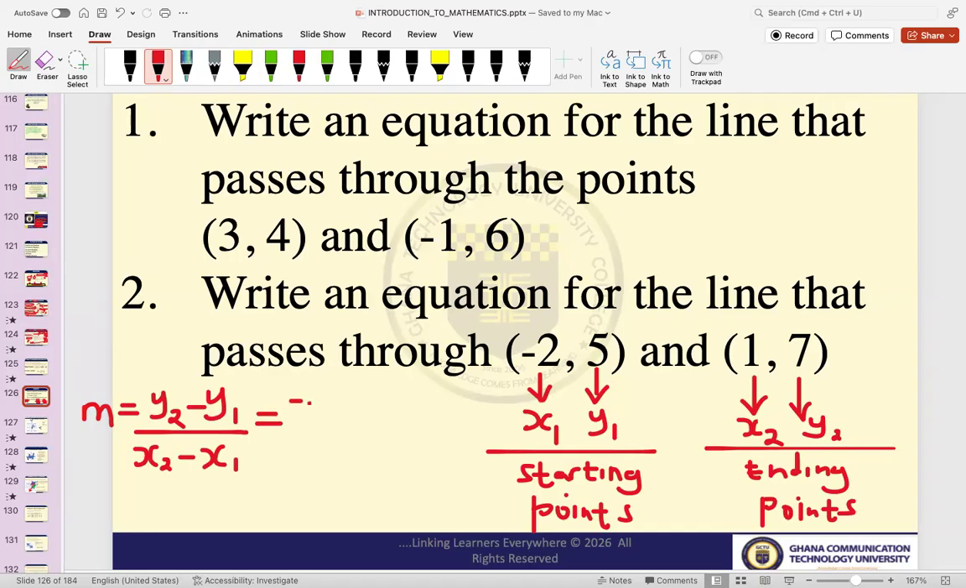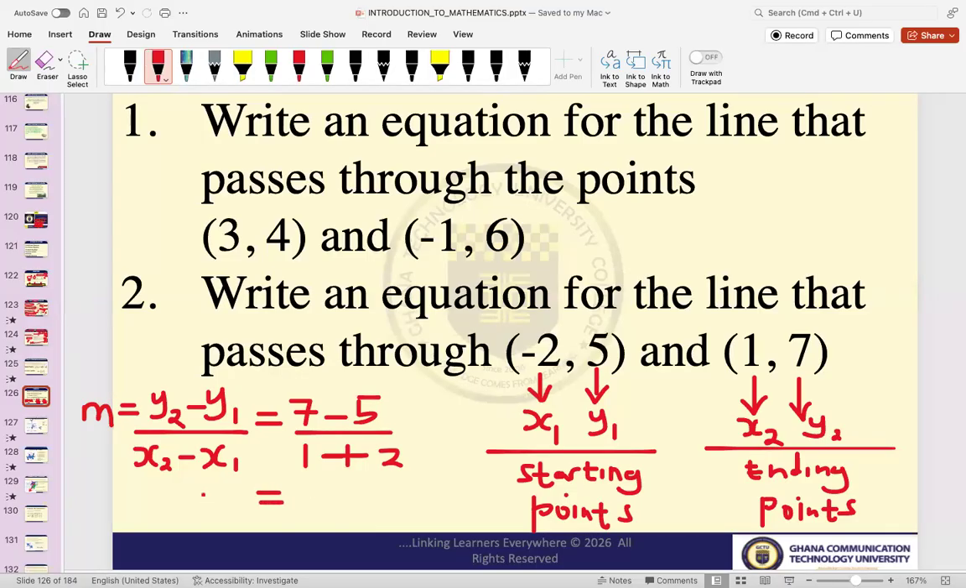Y2 is 7 minus Y1 is 5, divided by X2 is 1 minus X1 is, then this is where you need to be careful. X1 is -2. So you have two negatives, negative, negative. When they come together, join, it gives you positive.